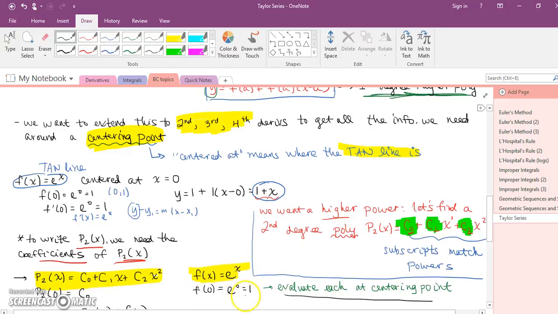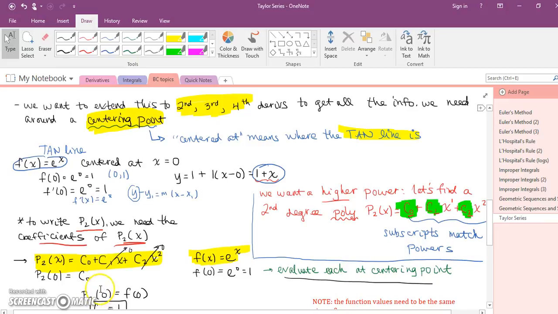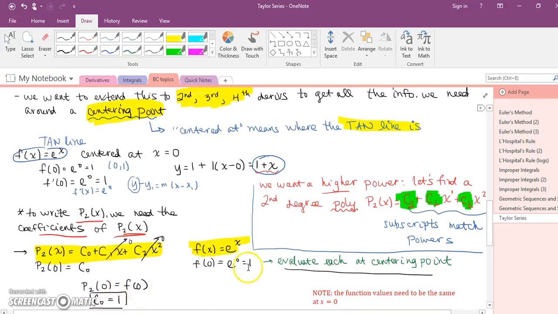F of 0 is easy. e to the 0 is 1. If I evaluate my polynomial at 0, this will zero out, that'll zero out. I'm left with c sub 0. Now you have to remember, this polynomial is supposed to approximate e to the x. So our polynomial values should be the same as our function values around 0 in order for it to do a good job. So what we're going to do is set our polynomial value equal to our function value.